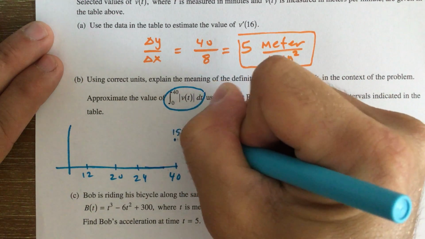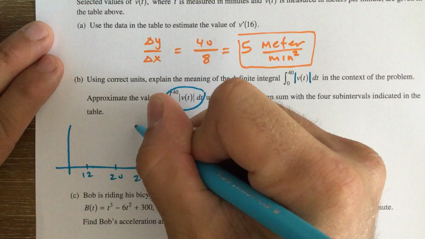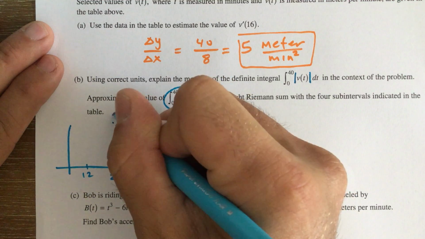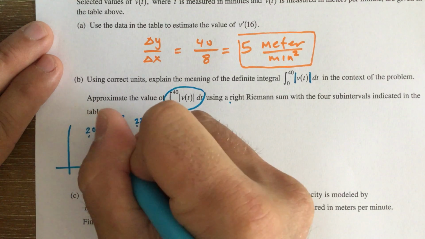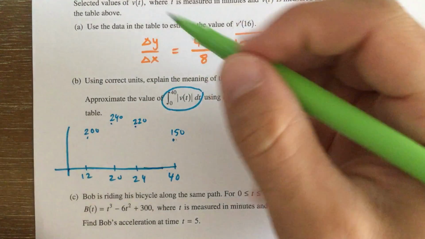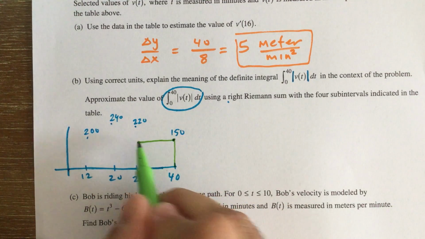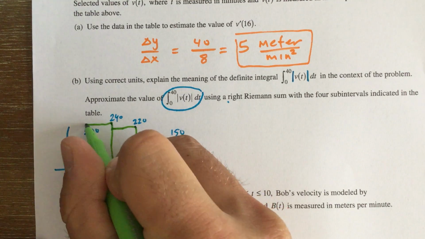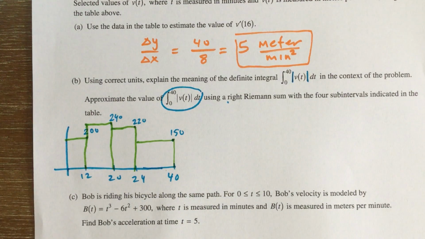150. And this one is down to negative 220, but it said the absolute value, so it's actually going to be up to 220. And this one is 240. And then the last one is 200. I don't really have to worry about the other one, which is 0, 0, because when I draw these rectangles in here, it's not going to make a difference. I'm drawing a right Riemann sum, so from the right side going up and over, making my rectangles. Up and over, up and over, up and over. And so really I just have to find the area of those 4 rectangles.